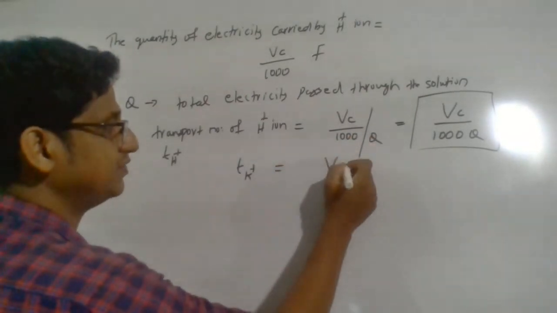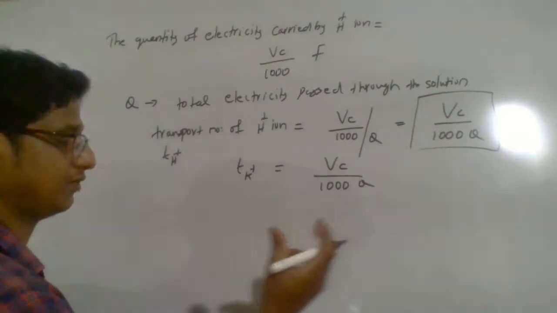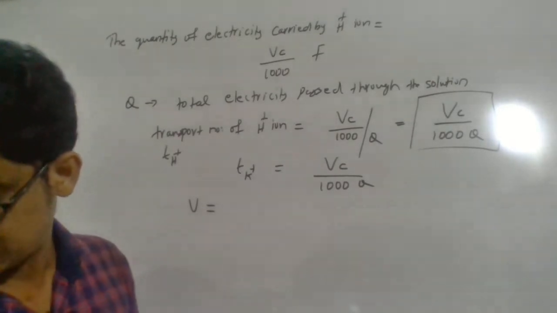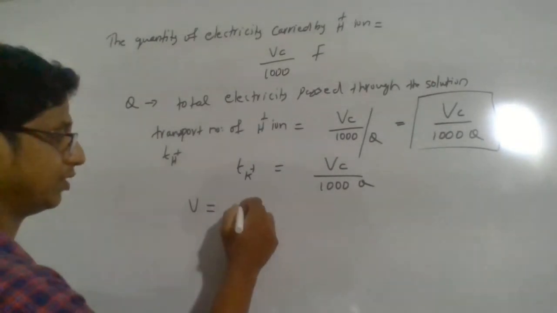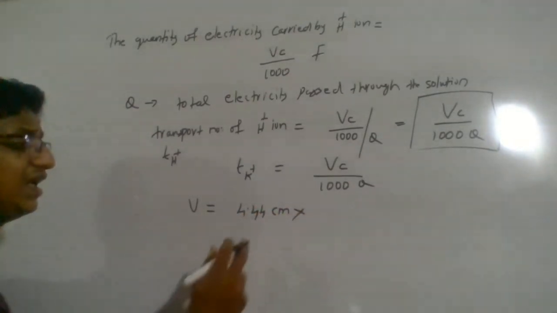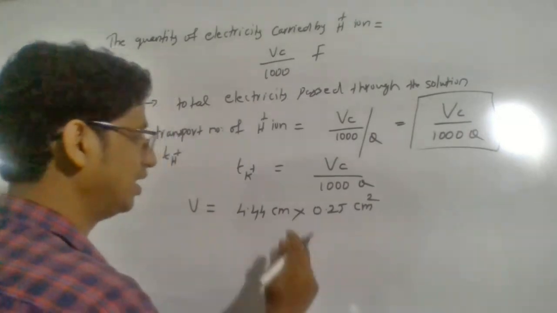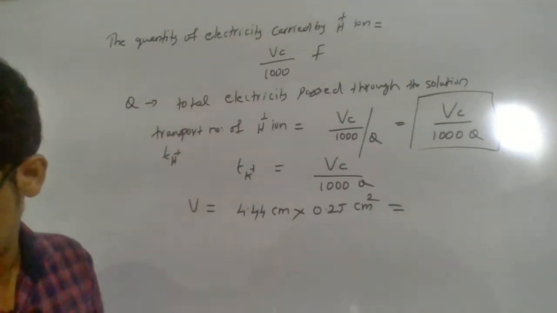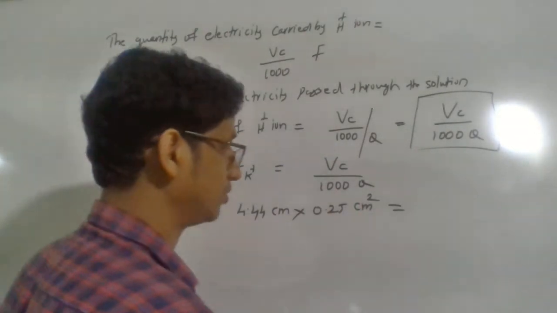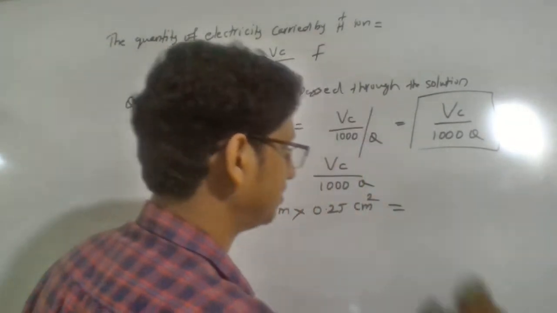The equation that we already know is Vc divided by 1000Q. So let us now find out each term. V is the volume covered. For that, the length is given. The length of boundary covered is 4.44 centimeter, multiplied by the area covered, which is 0.25 centimeter square. Multiplying these two, you will get the volume covered. This will be something in centimeter cube. Keep that in mind: centimeter into centimeter square will be centimeter cube.